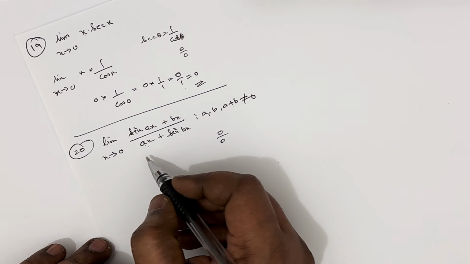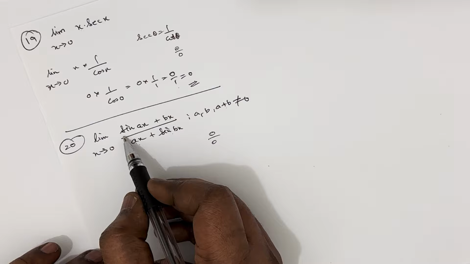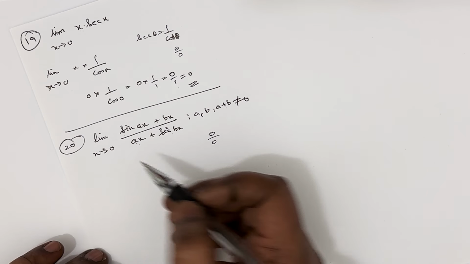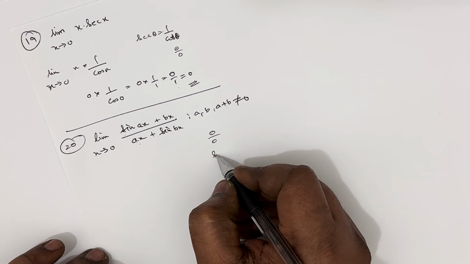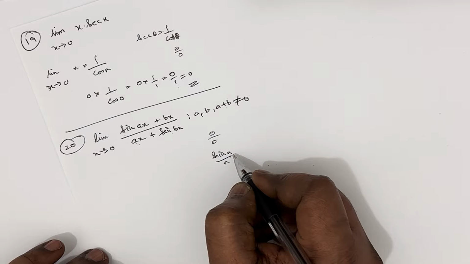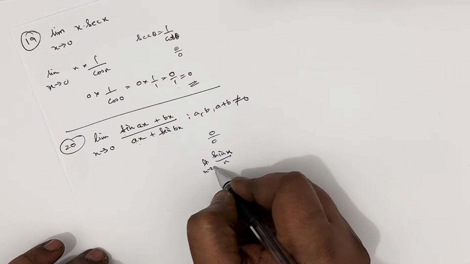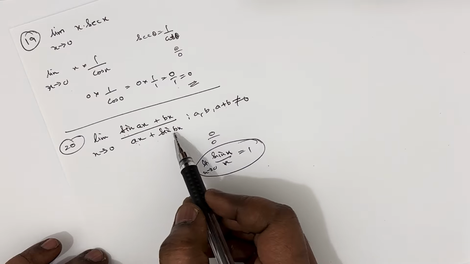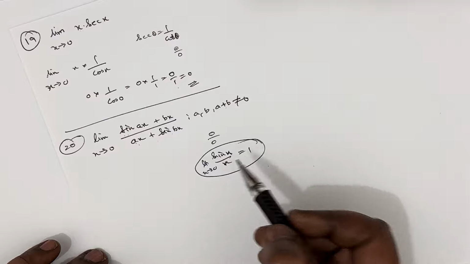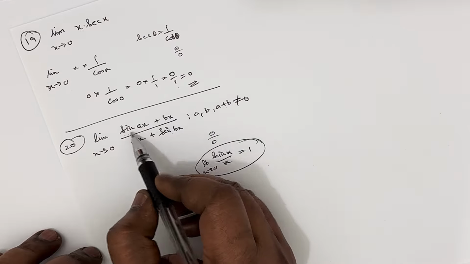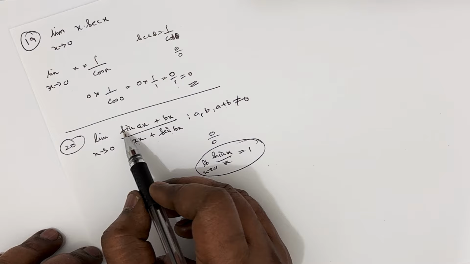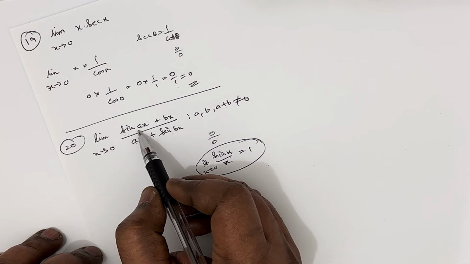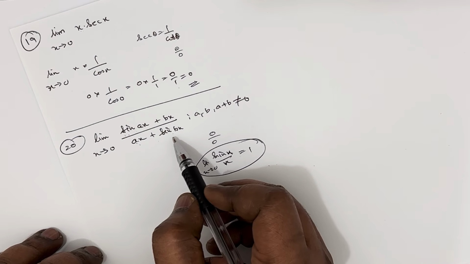Now you see sine ax, here sine bx. Now let's try to convert this into sine x upon x, limit x tends to 0, which is equal to 1. Let's change this to this form, so we can use this theorem. So now let's divide this numerator by ax so that we can get ax here, and the denominator by bx so that we can get bx here.